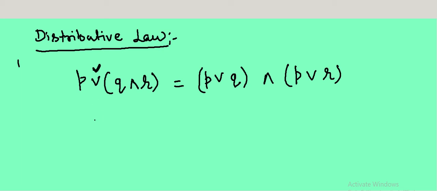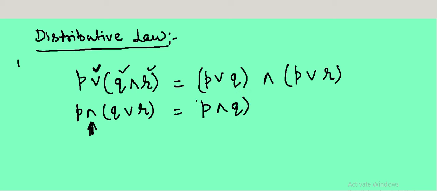If I take the next variation of this law, by just replacing these symbols for conjunction and disjunction, then in this case the conjunction symbol will be distributed over Q and R. So P disjunction Q and P disjunction R, right? So this is your distributive law.